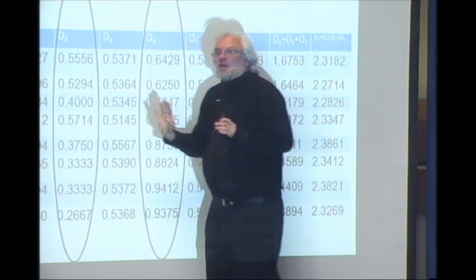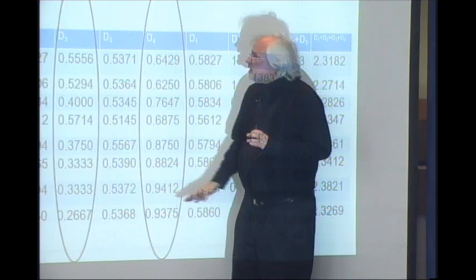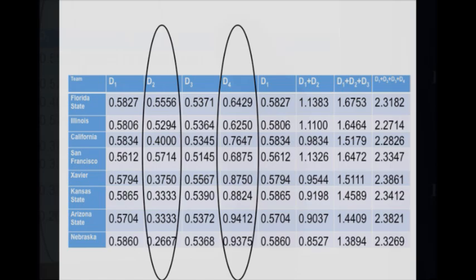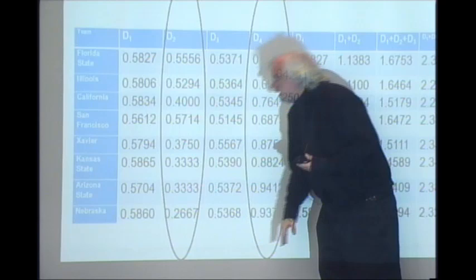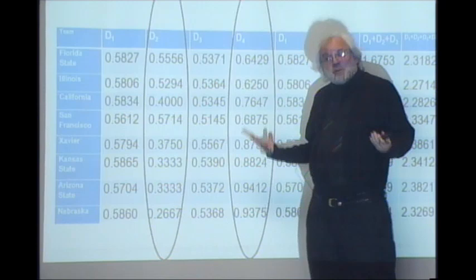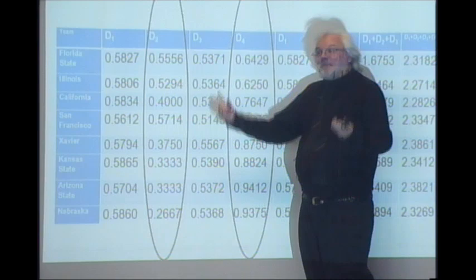Recall that the second most important dimension of performance is your own winning percentage away from home, on the road and at neutral sites. And when the going gets tough on the road and at neutral sites, the tough get going. Florida State, Illinois, and San Francisco win more than half of their games away from home. California wins 40% of their games away from home. In contrast, in this second most important dimension of performance, Xavier, Kansas State, Arizona State, and Nebraska all win less than 40% of their games. 37.5% if you're Xavier, a third of your away from home games if you're Kansas State or Arizona State. And for Nebraska, just 26 2/3% of their games away from home they win, but they got selected.